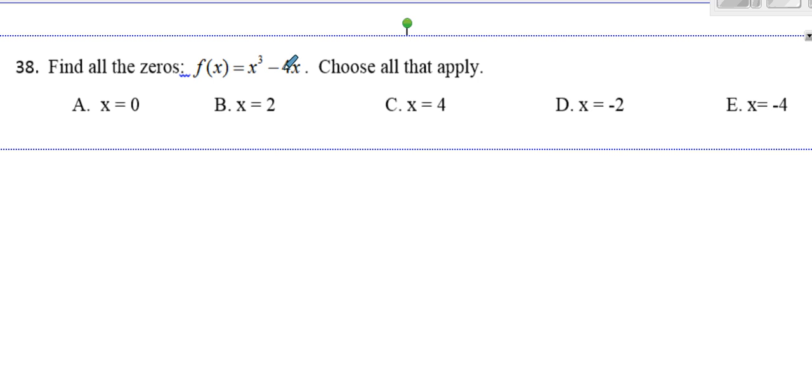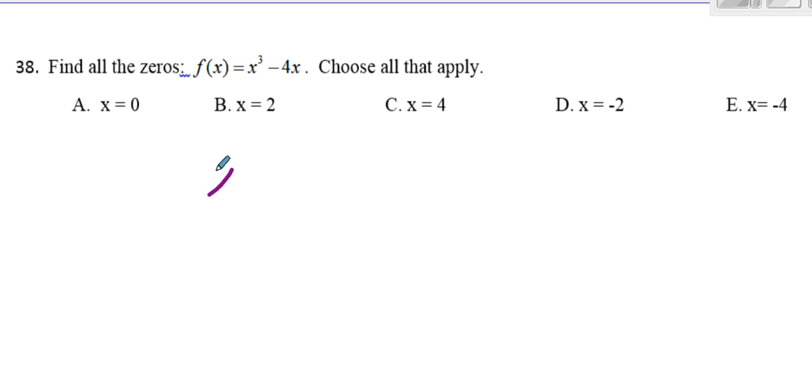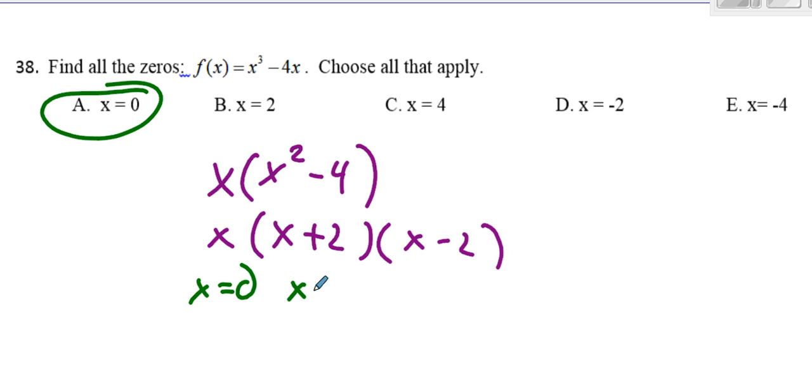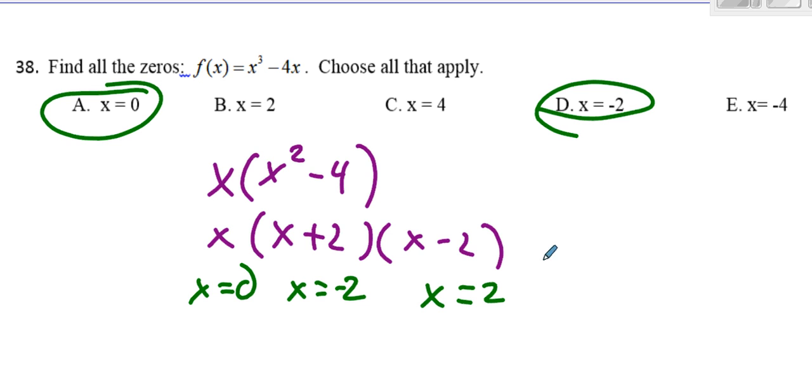Finding the zeros, you can graph it and get your x-intercepts using your calculator, or you could factor it and solve it by hand. So they have an x in common, you could factor out, and then you'd be left with x squared minus 4. You can factor x squared minus 4 to be x plus 2, x minus 2. Solve each one of those, you get x equals 0, x equals negative 2, and x equals positive 2.